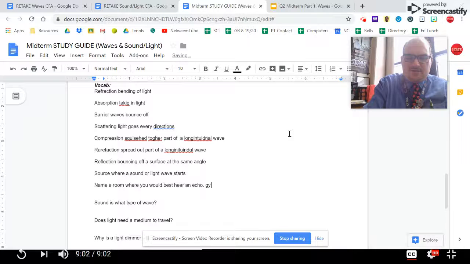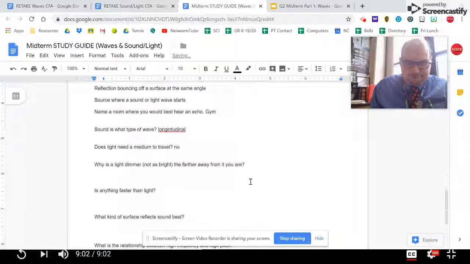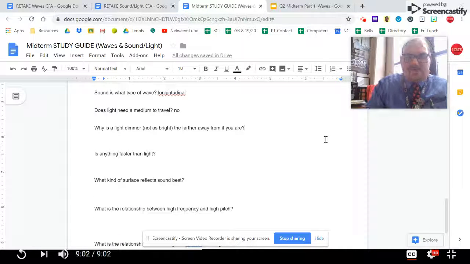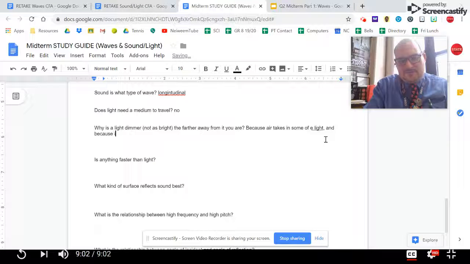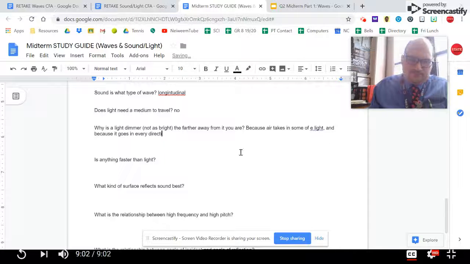Name a room where you would best hear an echo. A gym. Sound is what type of wave? Longitudinal. Does light need a medium to travel? No. Why is light dimmer, not as bright, the farther away you are? Because air takes in some of the light, and because it goes in every direction, not just toward you.